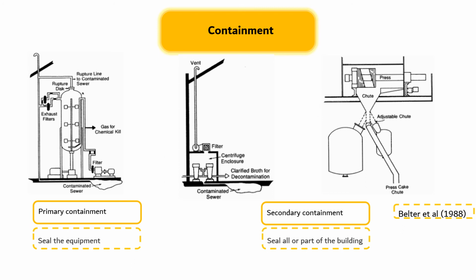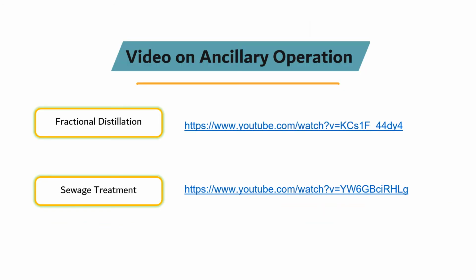For some process equipment, primary containment can be difficult and costly. Under these circumstances, secondary containment would be an option, where the process is contained by sealing all or part of the building. For example, protection from the aerosols produced during centrifugation and the use of a hinge box for large-scale filtration.